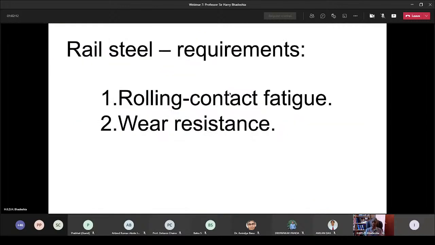And the two key properties that you need for a rail are rolling contact fatigue resistance, because every time a wheel goes on the surface of a rail, it induces a pulse of stress underneath, and that stress is a cyclic stress, which eventually leads to fatigue failure. And of course, you've got metal rolling on metal, and it's not perfect rolling contact. It's also not lubricated, so you need your material to have wear resistance.